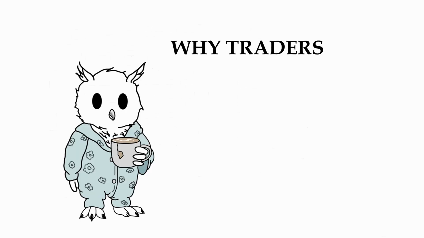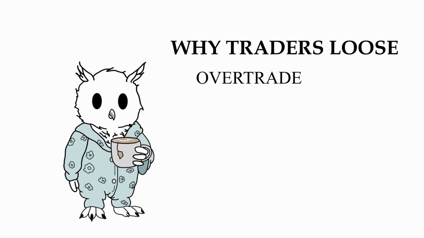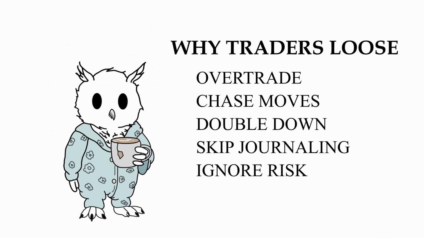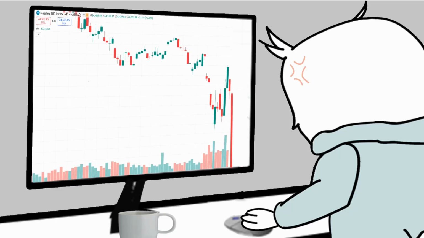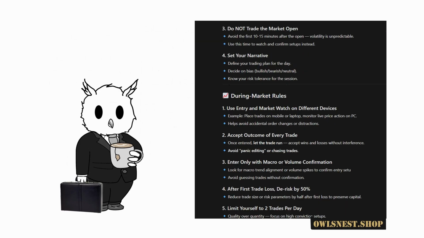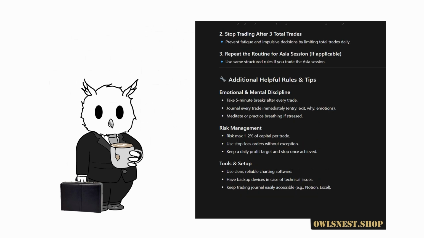So, why do most traders lose? It's not the strategy, but the behavior. They overtrade, chase moves, double down on losses, skip journaling, ignore risk, and jump from strategy to strategy, hoping one will finally work. If you've ever found yourself thinking just one more trade, you've probably been there. This isn't coin flipping. It's being disciplined when you're wrong. Successful traders survive mistakes, stick to the rules, and refine their process.